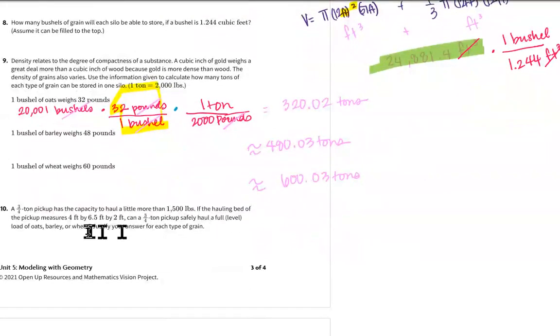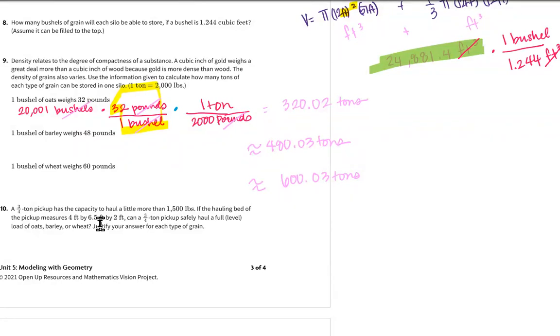Okay, so with that being said, it says a 3/4 ton pickup has the capacity to haul more than 1,500 pounds. If the hauling bed of the pickup measures 4 feet by 6.5 feet by 2 feet, can a 3/4 ton pickup safely haul a full level load of oats, barley, or wheat? Justify your answer for each type of grain. Okay, so first of all, I need to draw this because I don't understand what they're talking about. A hauling bed of a truck looks like a rectangular prism, so I'm going to draw that.